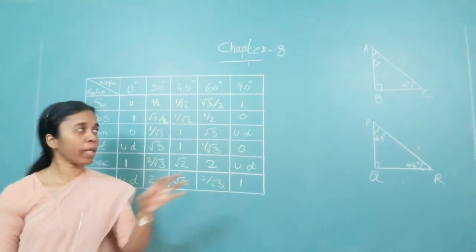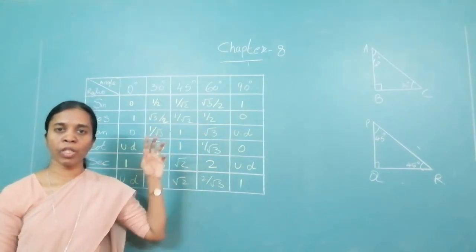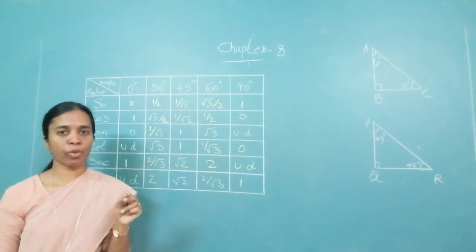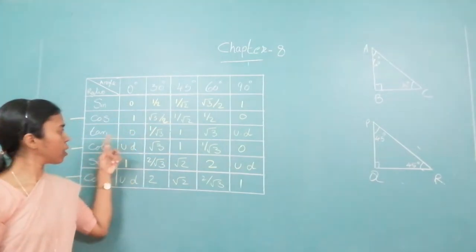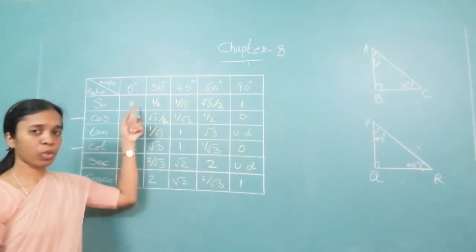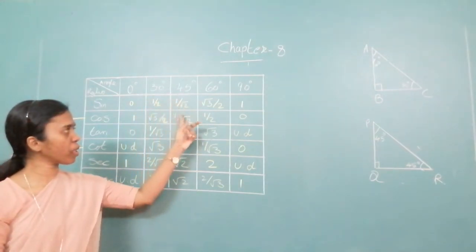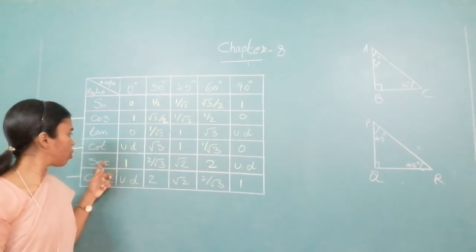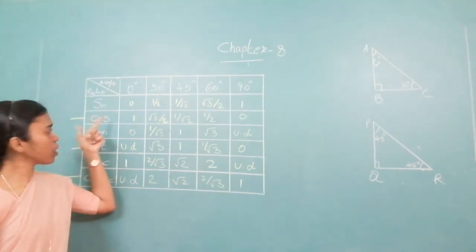First line, learn by heart. Don't forget these values also. Then what is the first line? 0, 1 upon 2, 1 upon root 2, root 3 upon 2, 1. Second line, reverse order. Third line, first two, numerator, denominator. Numerator, denominator, numerator, denominator, numerator, denominator. Fourth line, reverse order. Fifth line, inverse of cos.